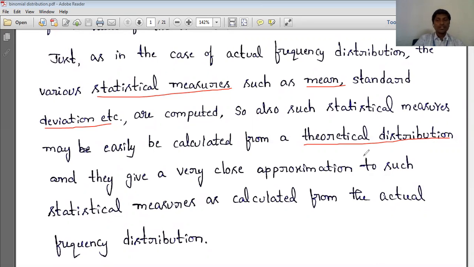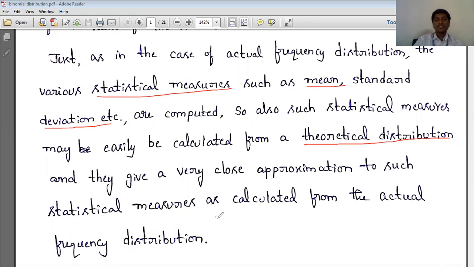But the disadvantage here is that they give only a very close approximation to such statistical measures as calculated from the actual frequency distribution. It means the actual frequencies they will give, and we need to find the expected frequencies. That is the thing we are going to learn here. By using these distributions, we can calculate frequencies also, but those frequencies may not be accurate. Approximately, we may get frequencies which are nearer to the exact frequencies.